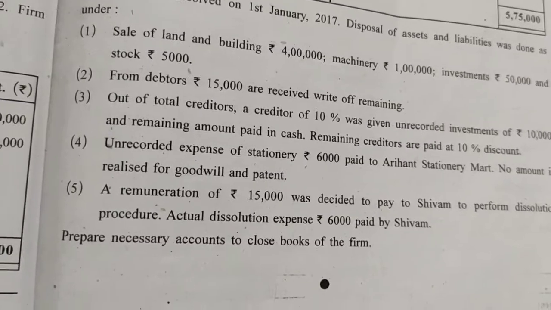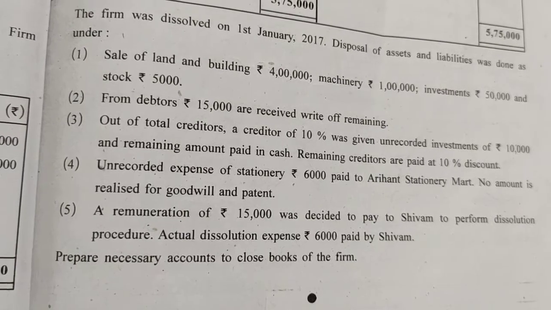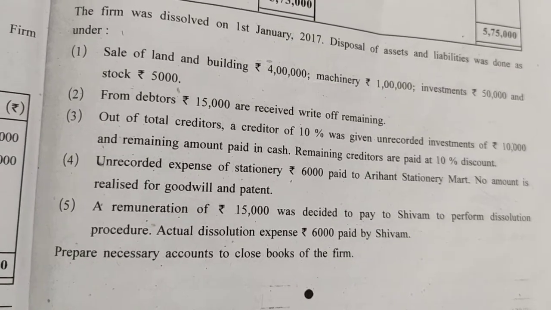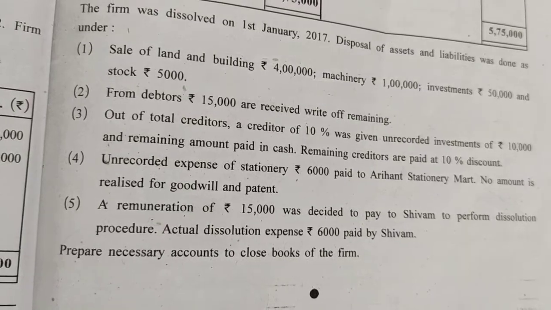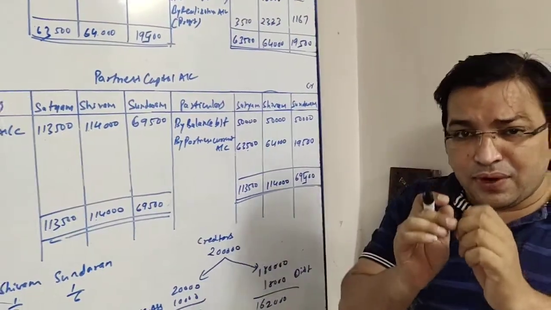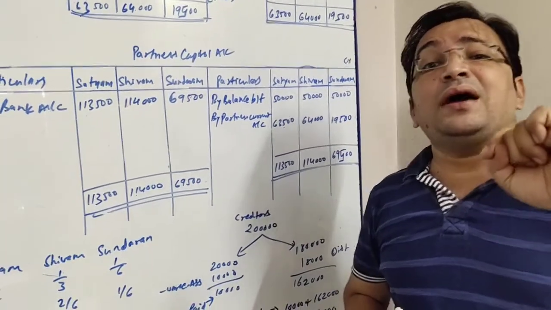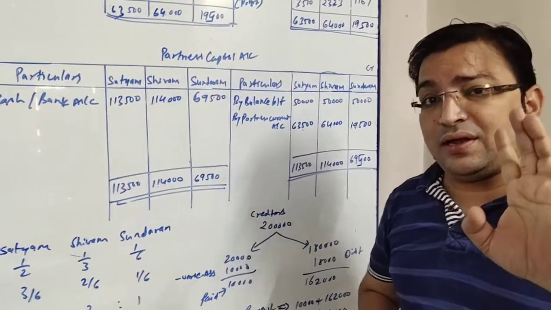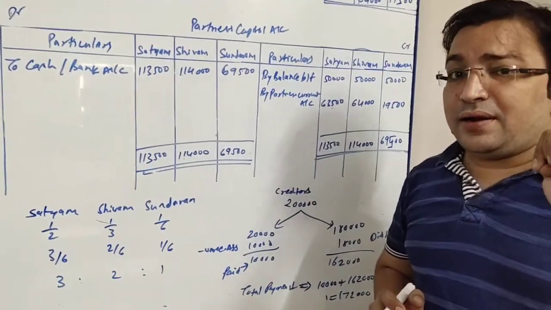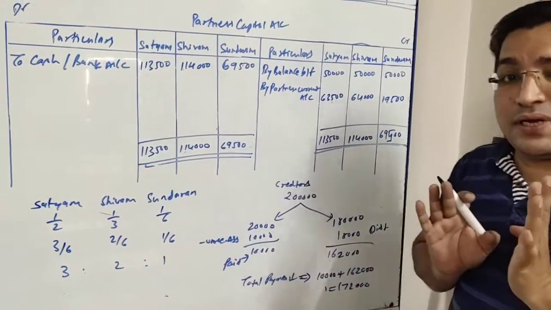Next one says the third adjustment. Out of total creditors, 10% creditors were given an unrecorded investment of 10,000 and the remaining amount is paid in cash. Remaining creditors are paid at 10% discount. Friends, creditors are rupees 2 lakh. What they have told us is that 10% of creditors are given an unrecorded investment of rupees 10,000, and the remaining amount is paid. And the remaining creditors are paid at 10% discount.